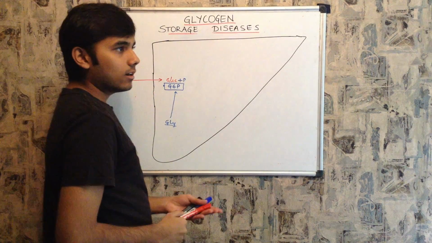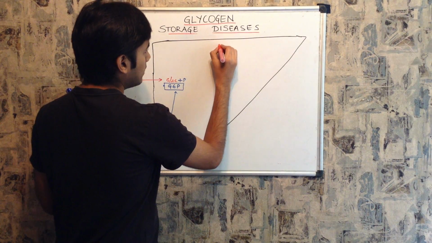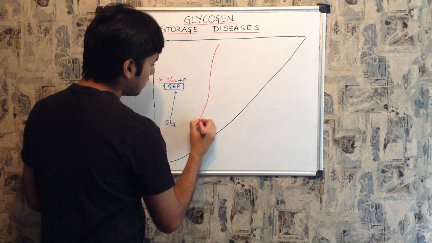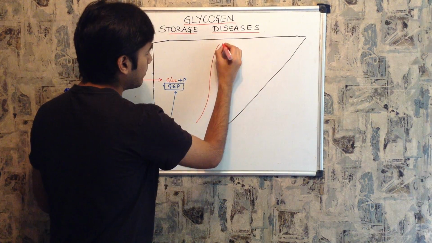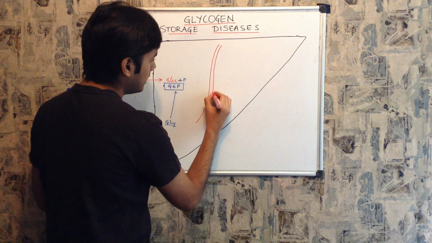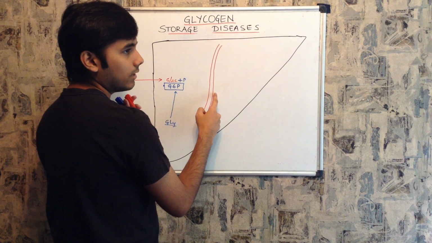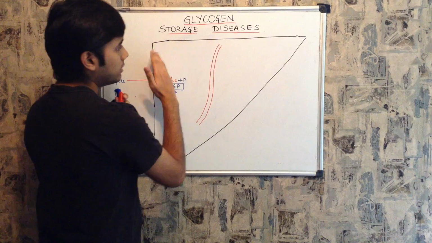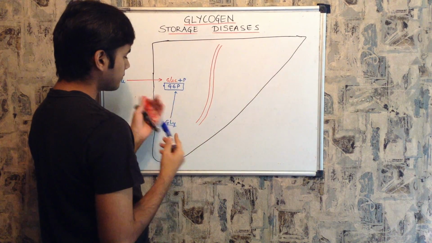As you know, any cell contains endoplasmic reticulum. Suppose we take the endoplasmic reticulum and enlarge it here. As you know, the endoplasmic reticulum has two membranes. This is the outer membrane and this is the inner membrane of the endoplasmic reticulum. So this becomes your cytosol and this becomes your endoplasmic reticulum.